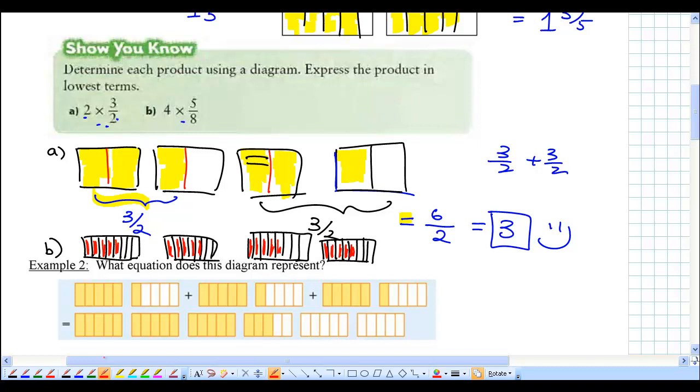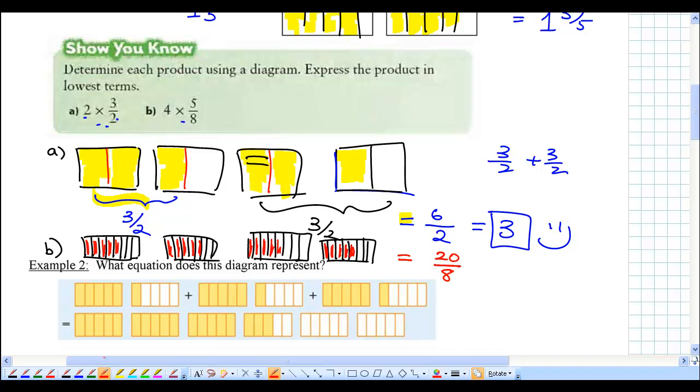Now, do not worry. You're not going to have to always draw pictures. I'm just trying to show you the pictures now so you can see what's going on. I will show you quicker ways of doing this later. But before I show you quicker ways, how many pieces do we have shaded here now? How many of these red pieces are shaded here? 20 out of 8.